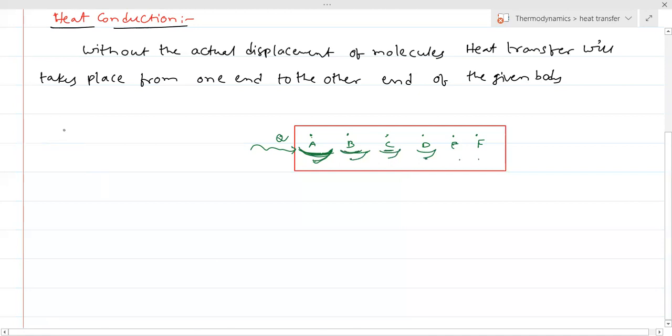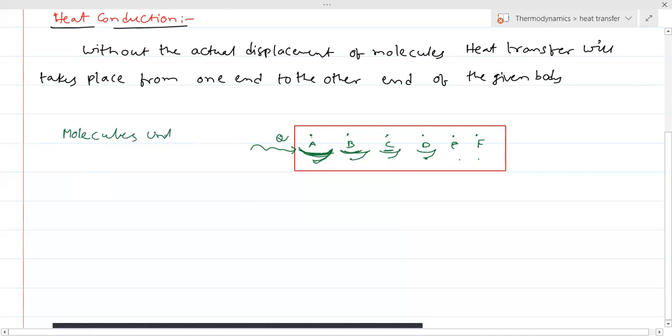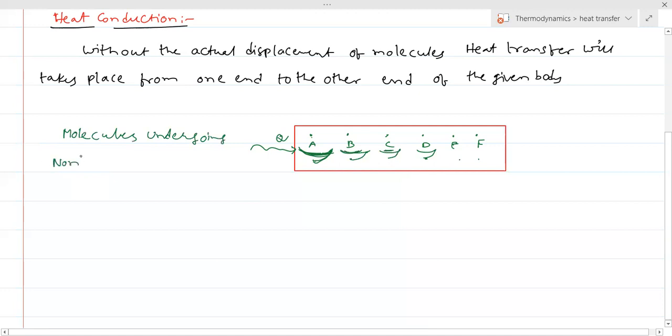So we need to understand that the molecules are undergoing non-harmonic oscillations, and there is no displacement of the particle, because after some time the molecule is brought back to its original position. This process of heat transfer is known as heat conduction.